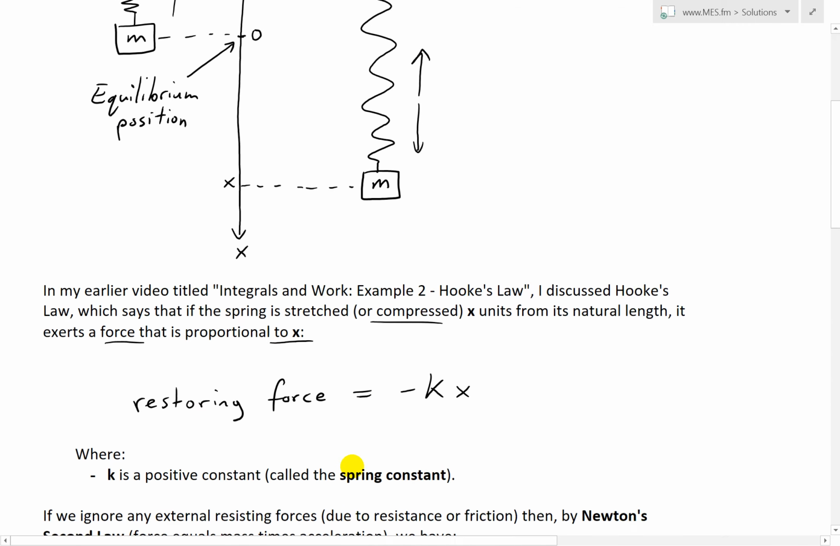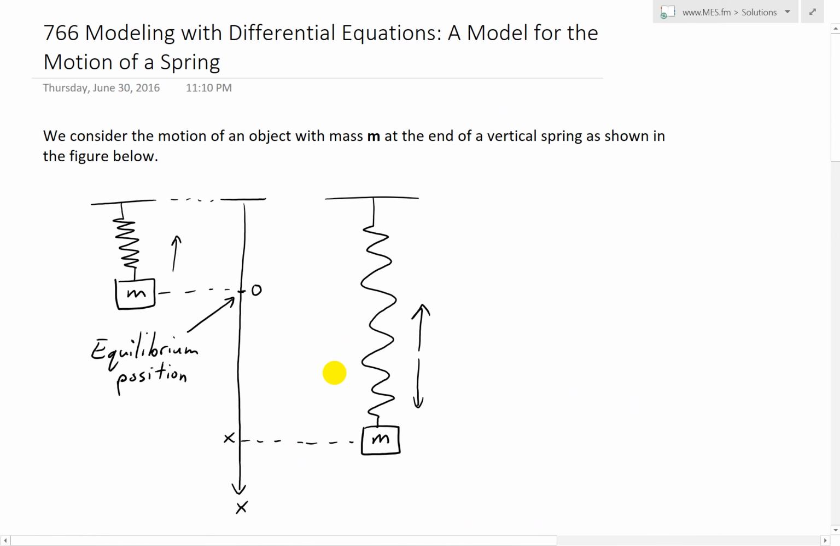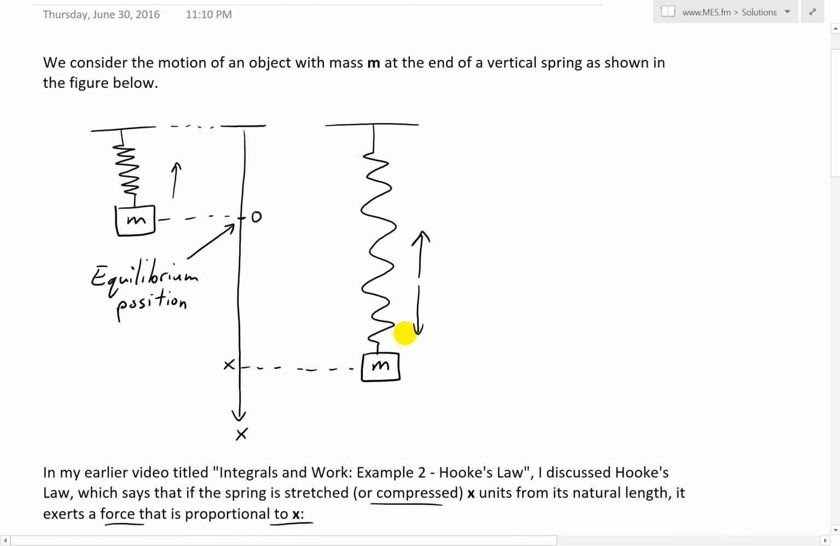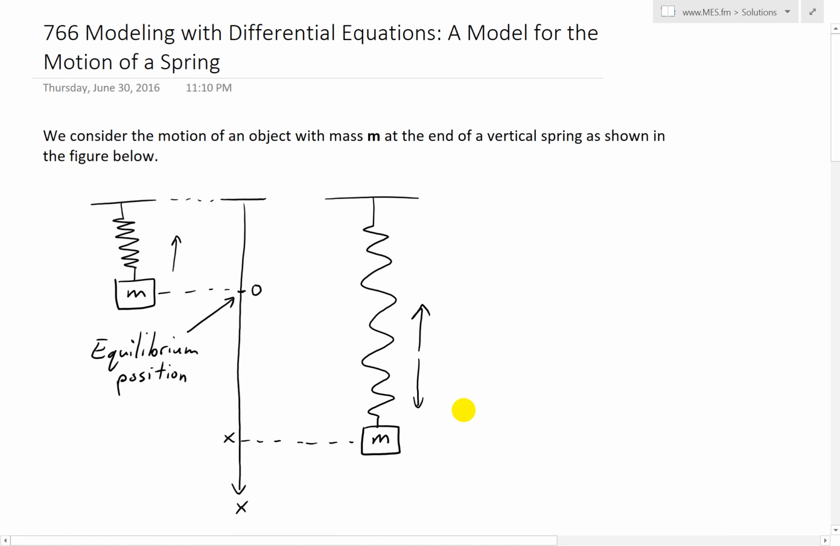Anyway, that's all for today. I hope you learned from this interesting introduction to the motion of a spring and modeling using differential equations. In later videos, I'll go over solutions to this and other examples.